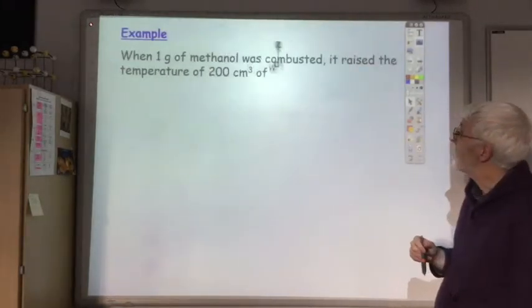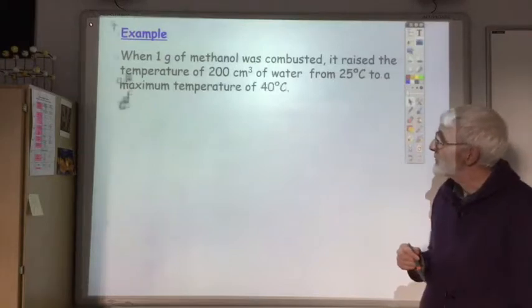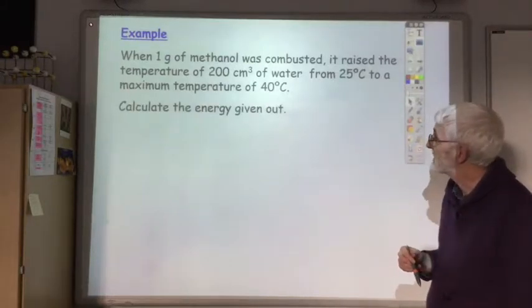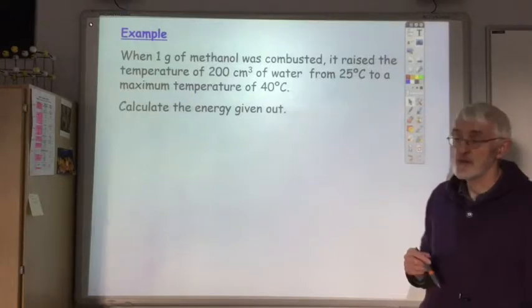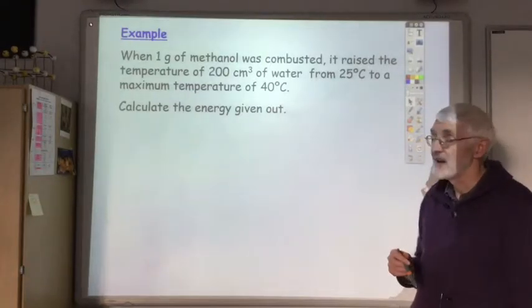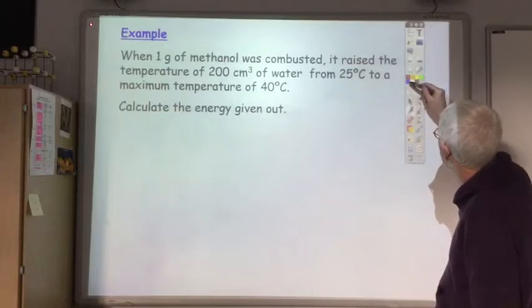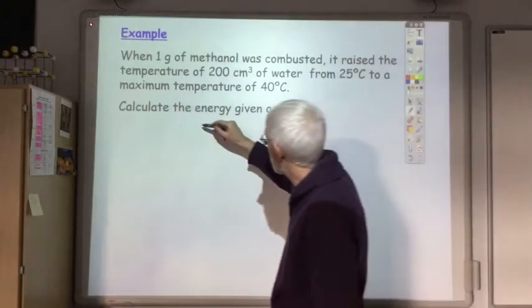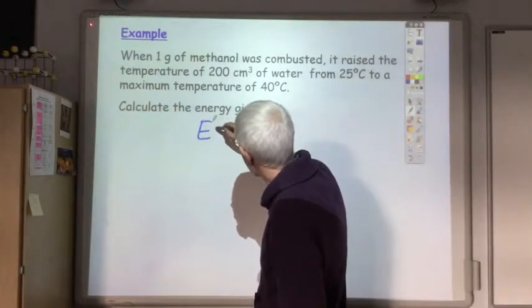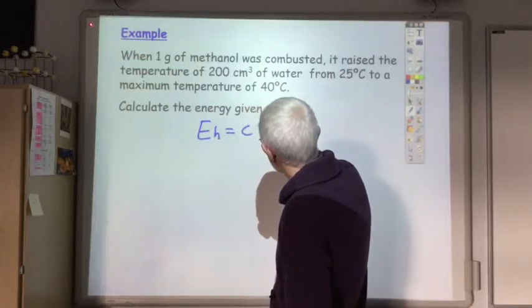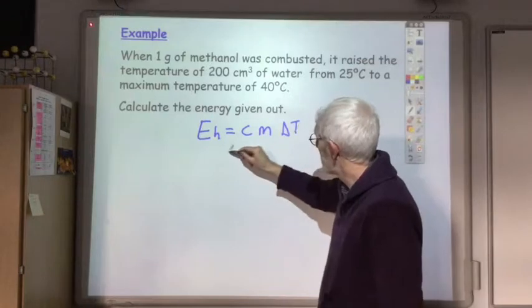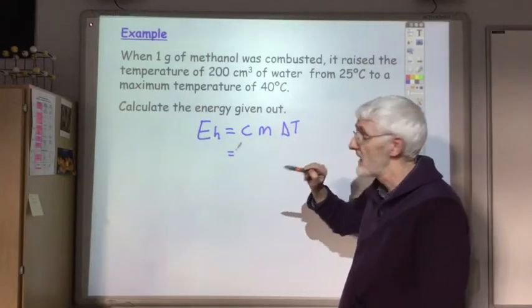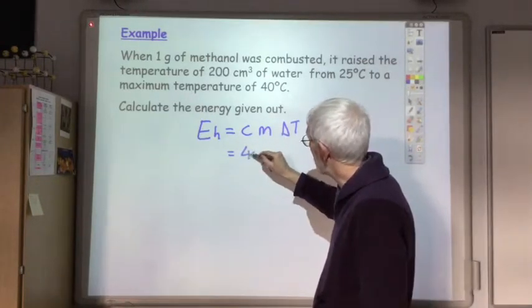So let's look at this one example. When 1 gram of methanol was combusted, it raised the temperature of 200 cubic centimetres of water from 25 degrees C to a maximum temperature of 40 degrees C. Calculate the energy given out. So the energy given out is the heat energy, and we use the equation Cm delta T. Look up our data booklet. It reminds us that the value of C is 4.18.